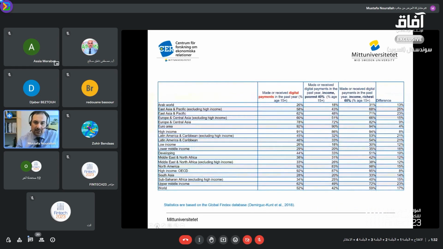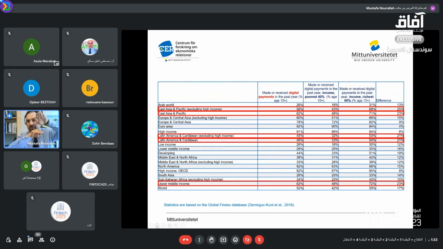This table probably represents the gap between rich and poor people. Unfortunately, in Asia and Latin America, and somewhat in upper middle income countries, you can see a huge percentage gap between poor people and rich people. And here I'm talking about socioeconomic classes, using the terminology that the World Bank uses.